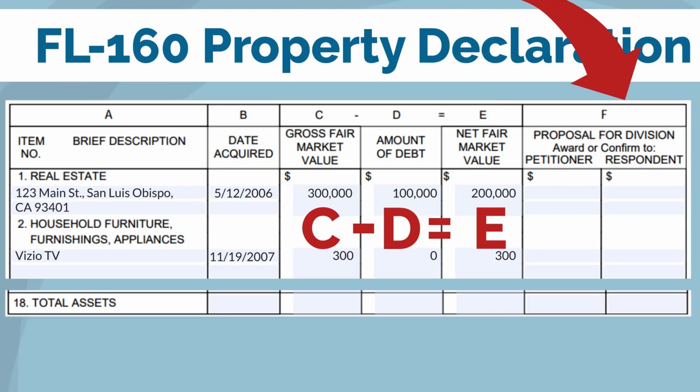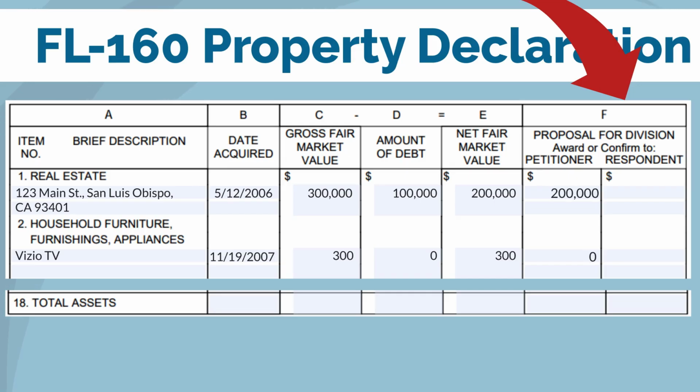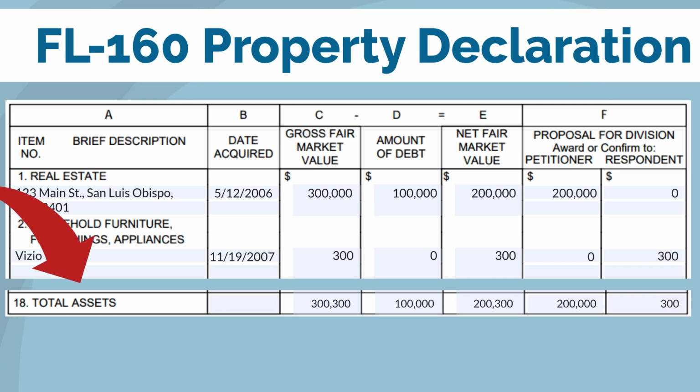Column F is your proposal for division. You use this column to show who will receive the asset or debt. Sometimes the total in column E can be divided in this section under both parties to show that each of them are receiving a portion of the asset or debt. Make sure that you also total up each column at the bottom of pages 2 and 3.